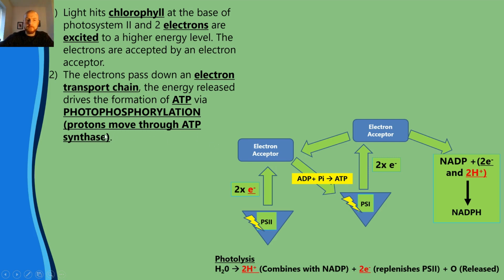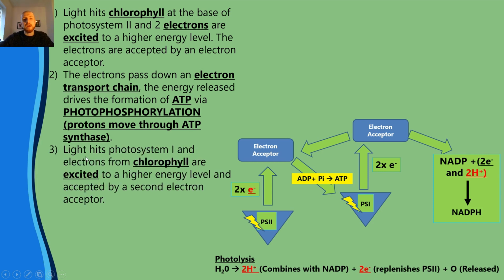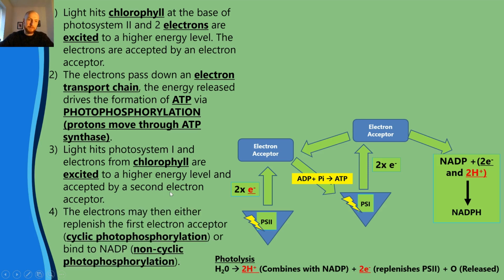Now the protons move through something called ATP synthase, and that's going to drive the creation of ATP, catalyse the formation rather. Now number 3, light then hits photosystem 1 and electrons from chlorophyll are excited to a higher energy level and they're accepted by a second electron acceptor.